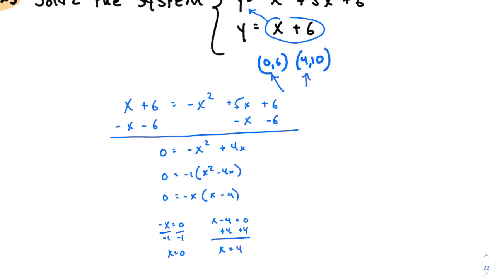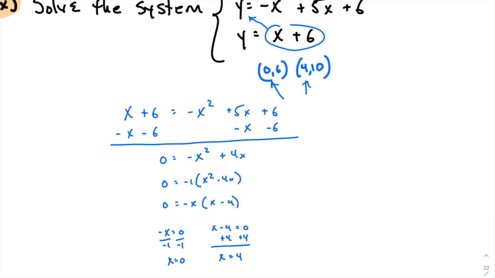And I'm going to save you the time right now, but you could imagine that I could put those 0 values and the 4 values back into either one of the two equations. I'd probably pick the bottom one because it's going to be a whole lot easier. I could figure out my y value is 6, so (0, 6) using substitution, or put the 4 value in there. 4 + 6 is 10, so (4, 10).